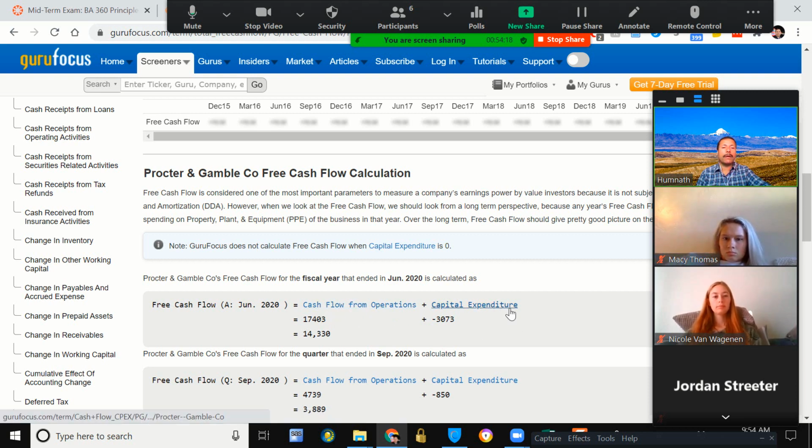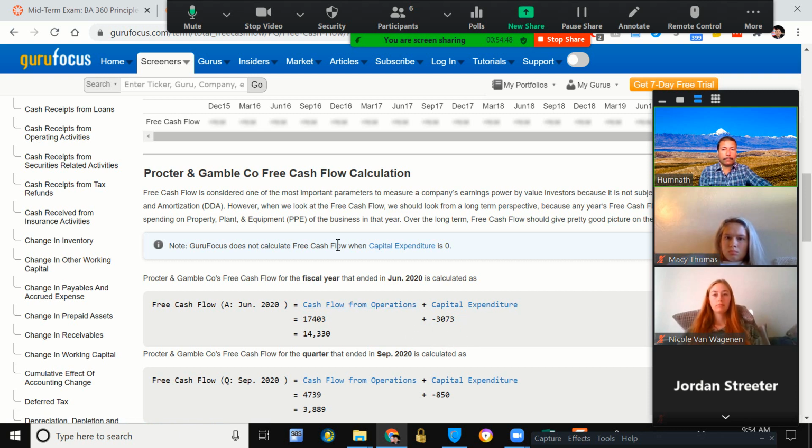Capital expenditure is coming from where? Capex. So you could find this information in the cash flow statement also. Also you can find it in the balance sheet. You can find the difference between last year's fixed assets and this year's fixed assets. The difference is capital expenditure. Okay, so there are multiple ways to find capital expenditure.